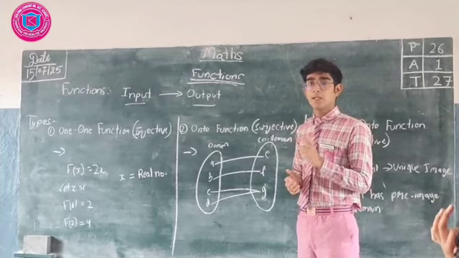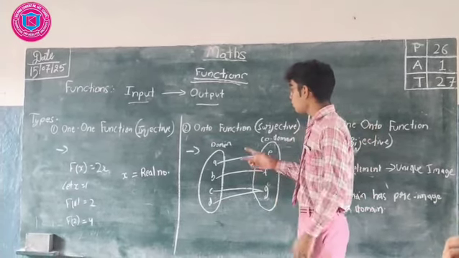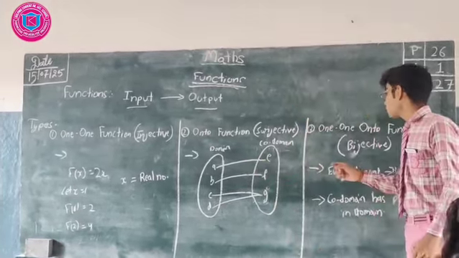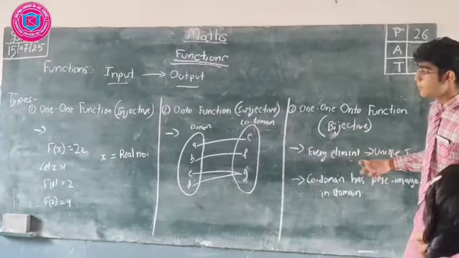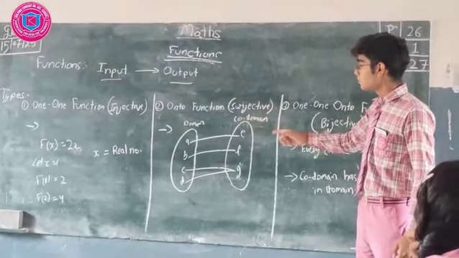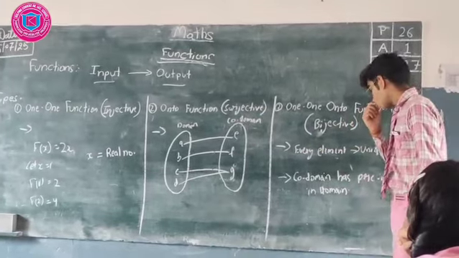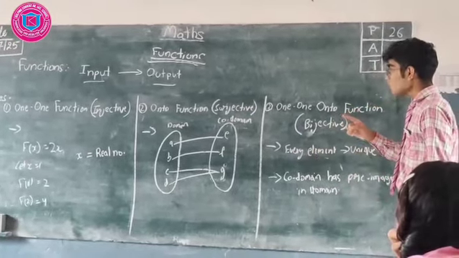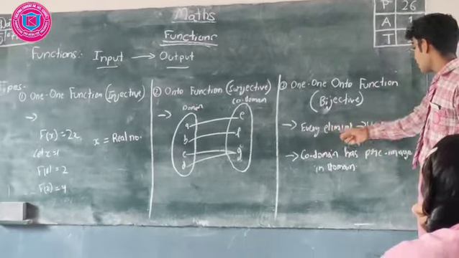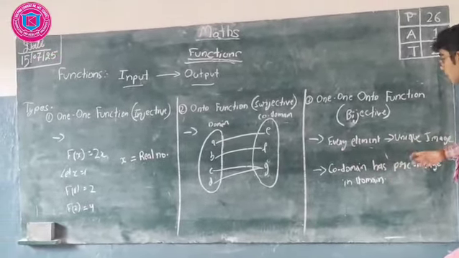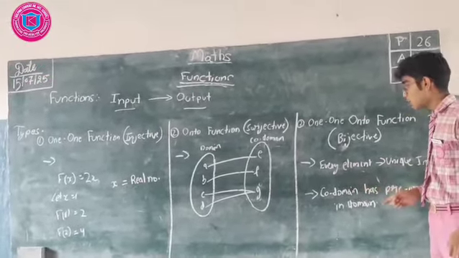And now let's move to the one-one onto function, which is also called the bijective function. In this function, we get the formulas about these two functions. Every element has a unique image in this function, and the codomain has a pre-image. So these are the types of function that I explained to you, and I hope you understand it.